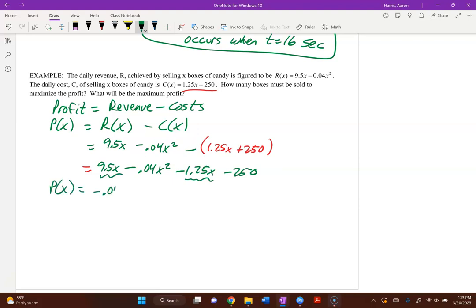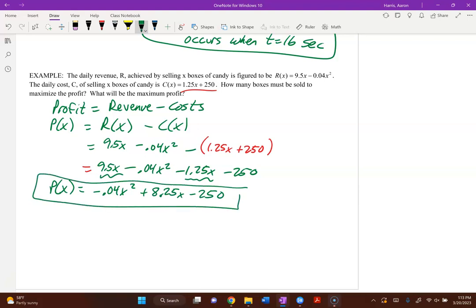So we got negative 0.04x squared. Let's see, what is that? 8.25x minus 250. Okay, here's our profit function. And x, by the way, is the number of boxes of candy you're selling, right? And we're trying to maximize our profit. So if you notice the a value is negative 0.04, this is another quadratic that opens down, right? We're trying to figure out how many x boxes it takes to maximize profit, right? This is what we're looking at.